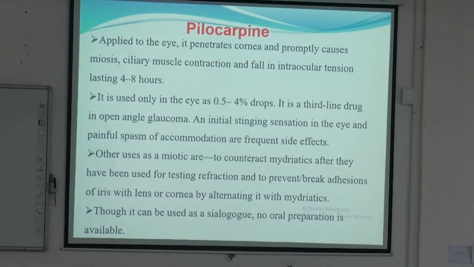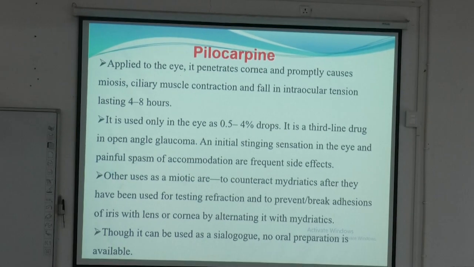So when there is glaucoma, the intraocular tension rises because there are different types of canals, like the canal of Schlemm, from which the aqueous humor can flow out. Now if we can decrease the pupil size, the canal of Schlemm will be open and the intraocular pressure can be decreased. So in glaucoma, when the intraocular pressure is high, we can use pilocarpine so that the canal of Schlemm will be open, ciliary muscle contraction occurs, miosis occurs and the intraocular tension decreases and it continues for 4 to 8 hours.